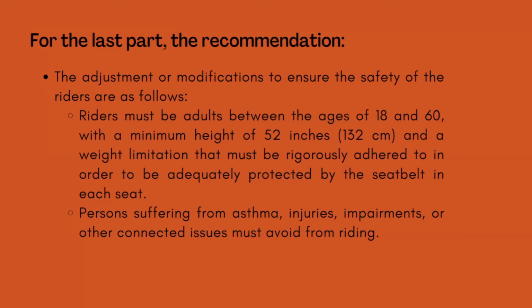The adjustments or modifications to ensure the safety of the riders are as follows. 1. Riders must be adults between the ages of 18 and 60, with a minimum height of 52 inches or 132 centimeters, and a weight limitation that must be rigorously adhered to in order to be adequately protected by the seatbelt in each seat. Persons suffering from asthma, injuries, impairments, or other related issues must avoid riding.